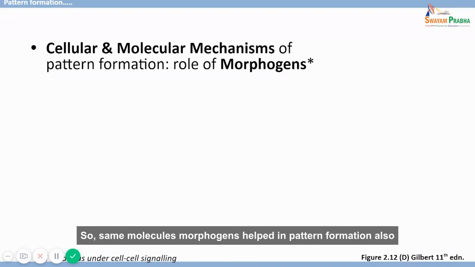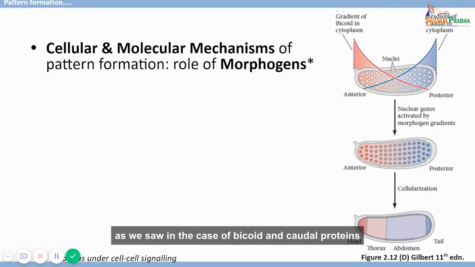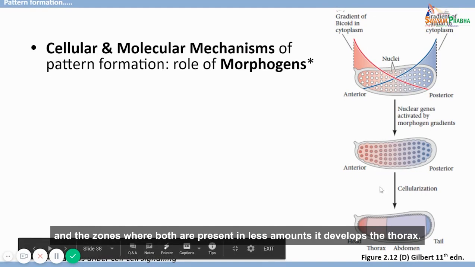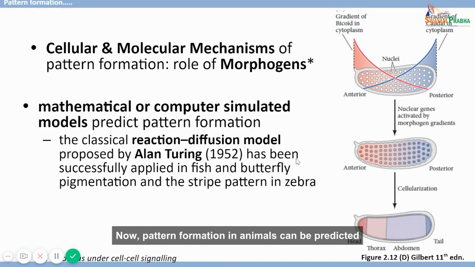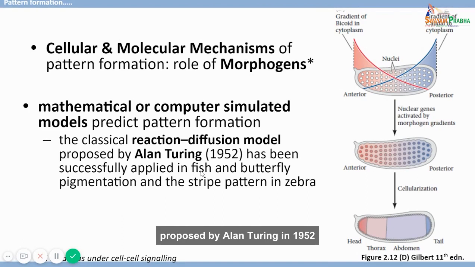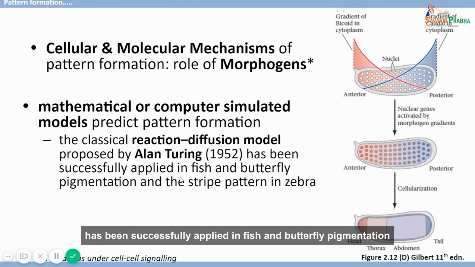As we saw in the case of bicoid and caudal proteins for patterning the embryo of the fruit fly Drosophila, the pattern of bicoid was from anterior to posterior and the pattern of caudal from the posterior to anterior region. So high regions of bicoid develop the head, high regions of caudal develop the tail or the caudal region, and the zones where both are present in less amounts develop the thorax. Now pattern formation in animals can be predicted using certain mathematical or computer simulated models. For example, the classical reaction diffusion model proposed by Alan Turing in 1952 has been successfully applied in fish and butterfly pigmentation and also in studying the stripe pattern in zebra by various researchers.